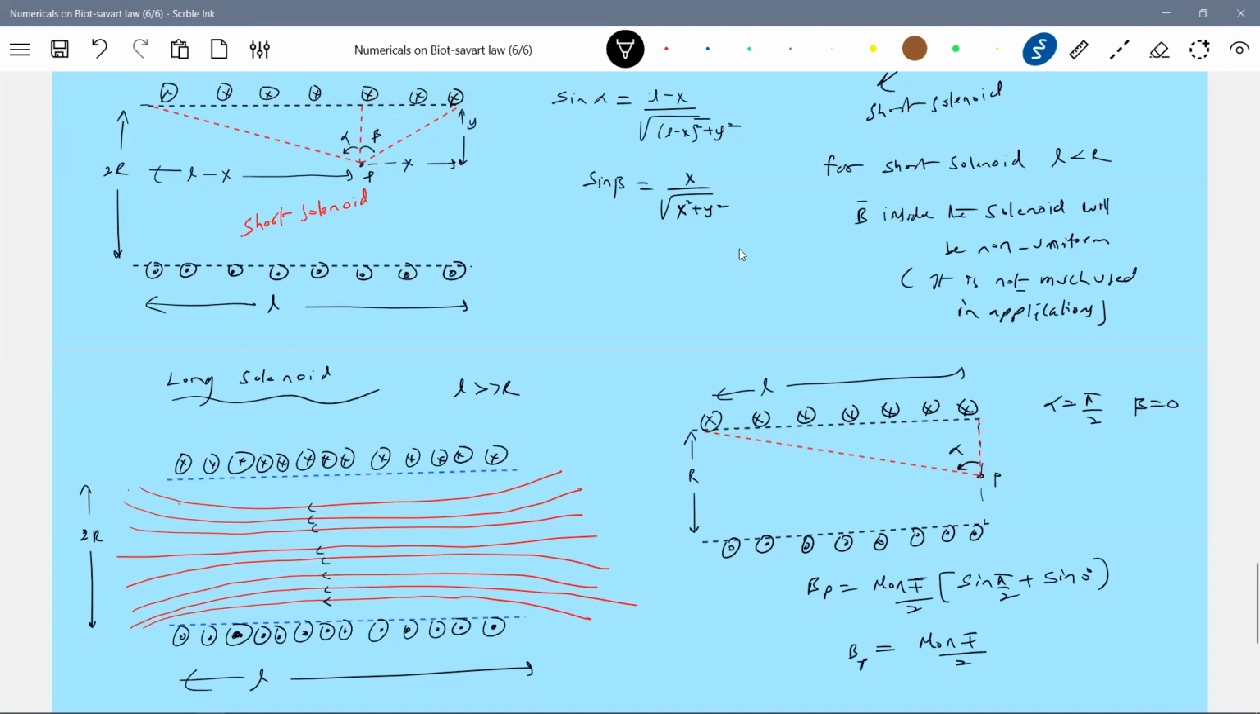Where is the point P now? Point P, where is it? Now it is at the ends. What is the magnetic field at the ends of the solenoid? It is mu naught Ni by 2. Means somewhere inside we will take it.